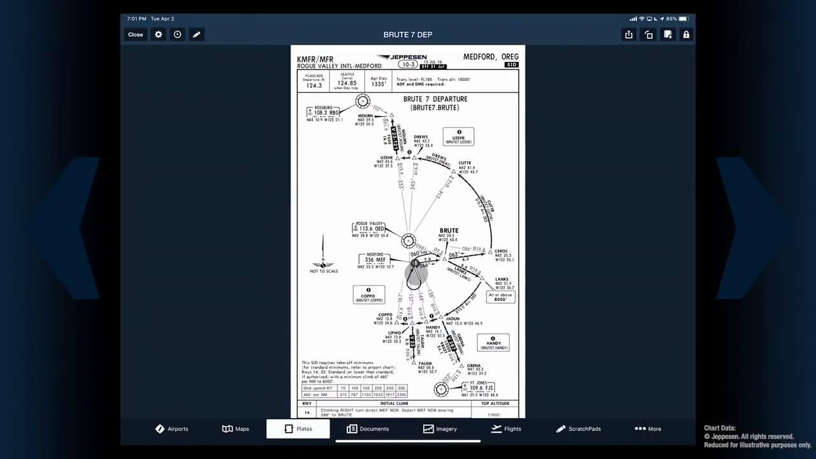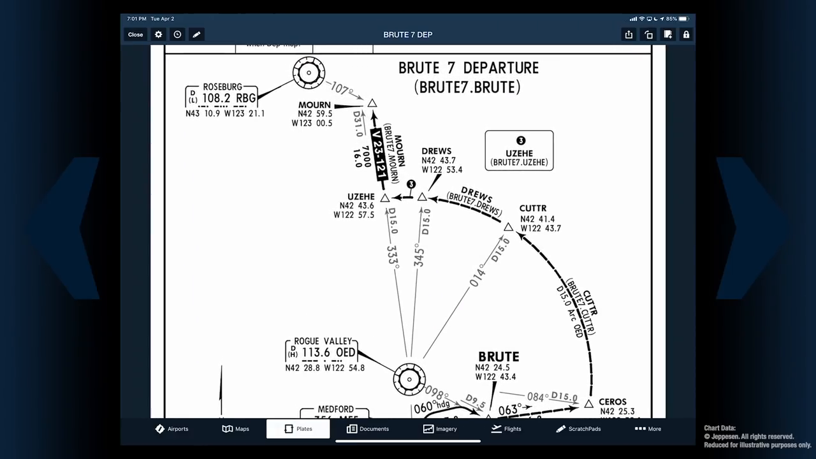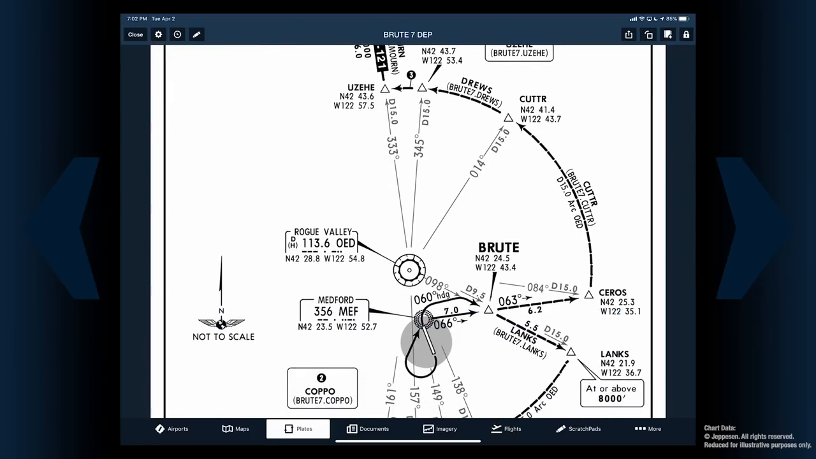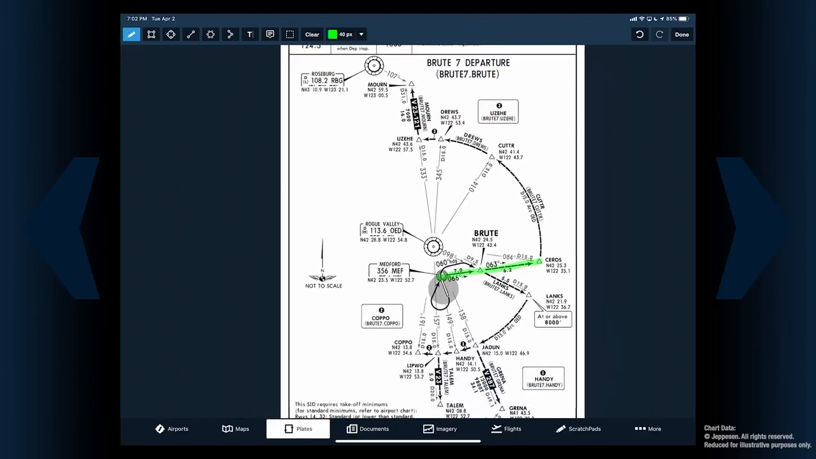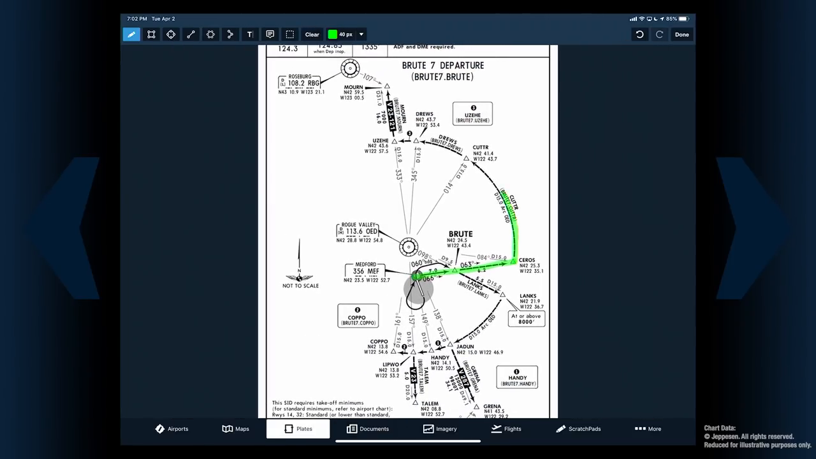And let's jump to the iPad where I've got ForeFlight open. And we're gonna go to Medford, Rogue Valley International in Southern Oregon. It's a mountainous town. And you can see this right here is the Brute 7 IFR departure procedure. And you can see it's based off of a DME arc. So in this case, when departing the airport, you're gonna join the 066 radial to Cerros. And then depending on your transition, you're either gonna arc north, or if you're headed south, you'll arc south. And we've flown this procedure before. In fact, we took it when we were departing Medford. It's their standard departure procedure.